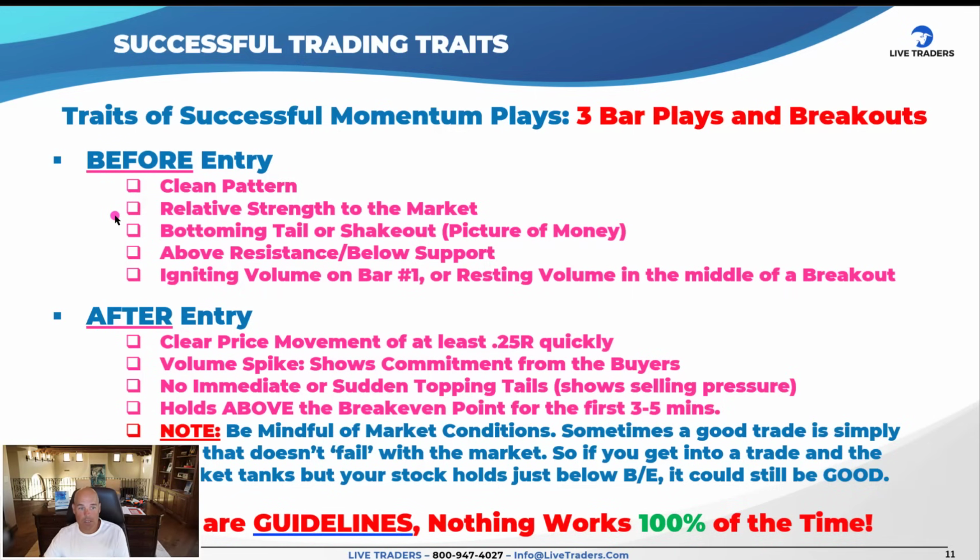So these are the things I want to see before I get in. Is it above resistance or below support if you're short? Is there an igniting bar if it's a 3-bar play? Is there resting volume if it's in the middle of a breakout? So these are all the things you're looking for before the entry happens. But once you see all of these things and then it triggers, then it becomes, should I fork this or not fork this? Right? So we have all the things we want to see before it happens.